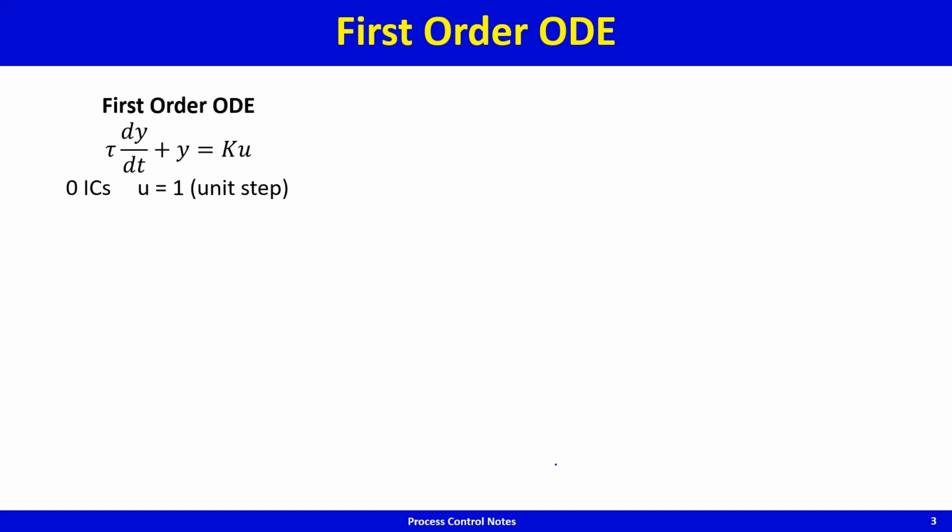equations. First order ODE. Well, for a unit step function, we will have the Laplace transform. If you do the Laplace transform of both sides, you'll have tau s y of s plus y of s, and therefore what you get is the transfer function y to u, and if u is a unit step, then u of s is 1 by s, and therefore what you get is y of s is equal to k upon s times tau s plus 1.